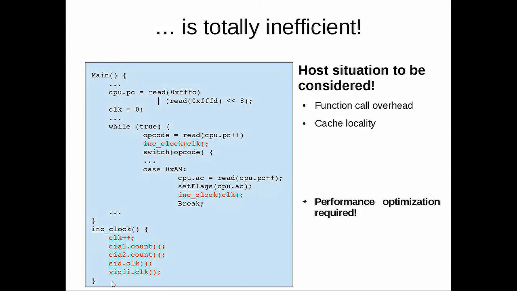Unfortunately, this is totally inefficient, because we are running on a PC, not in some kind of theoretical system. We get function call overhead: each time this code is executed, we have a function call. Each time it jumps into these methods, we have a function call. All those function calls have an overhead. And this loop might possibly entirely fit into the CPU cache. If we have to jump out of this loop, we lose cache locality. This cache might be reused or invalidated, so it has to be read again once we're coming back from this clock increment function. That is why we need performance optimization to be at the same time fast and accurate.